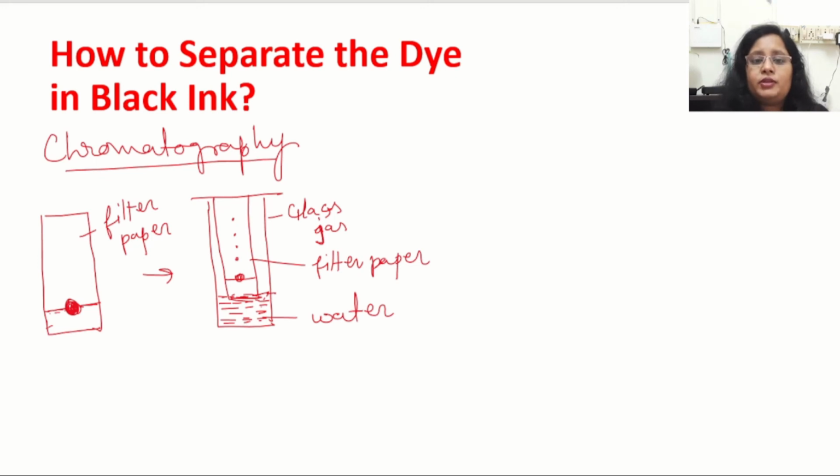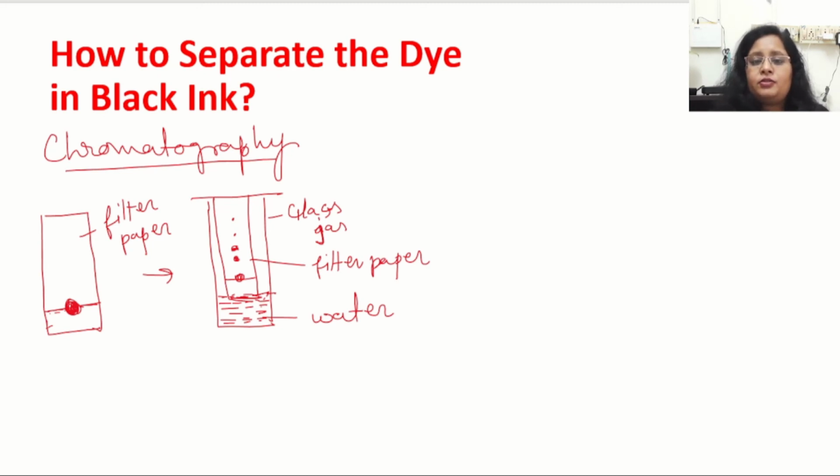It will be somewhere in this place or this place, in the lower height. So at different heights we will get different colors of the black dye. This is due to the solubility of those colors in the water. This is all about chromatography.